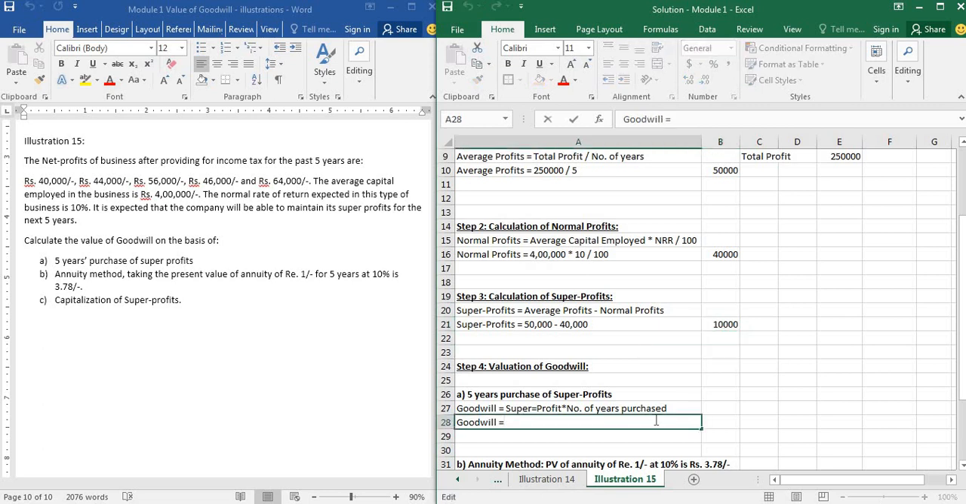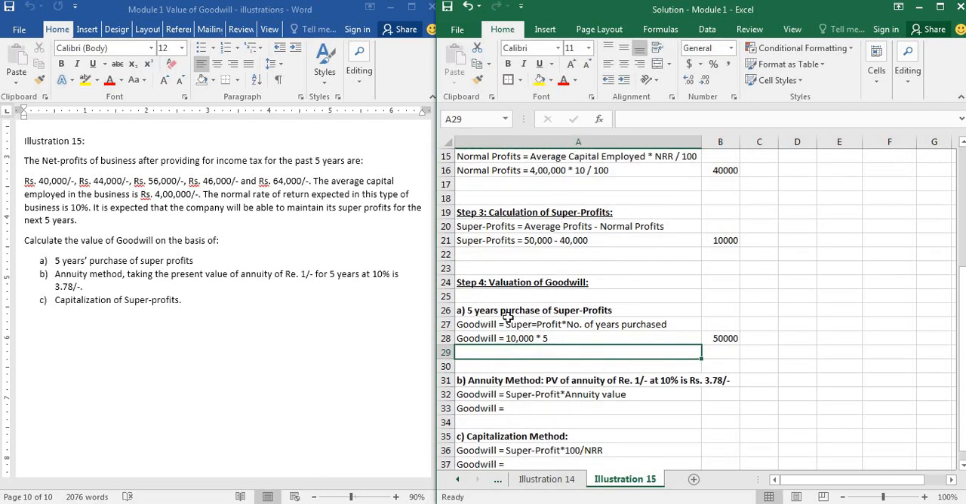Now goodwill needs to be calculated. They have asked us goodwill on three bases. First is 5 years purchase of super profit. Super profit is 10,000 into number of years purchase, which is 5. Let us calculate it. 10,000 into 5. So under purchase of super profits, the value of goodwill is 50,000.